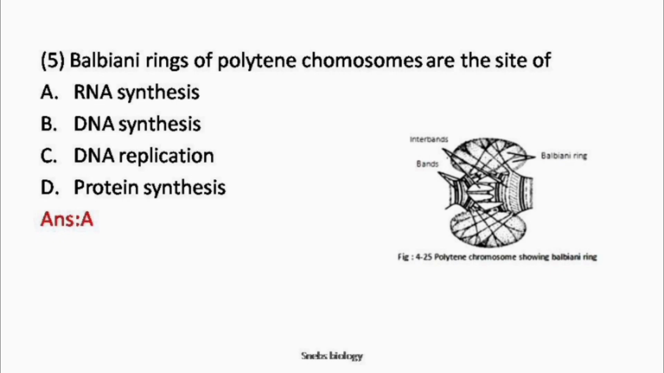Next, question number 5. Balbiani rings of polytene chromosomes are the site of option A RNA synthesis, option B DNA synthesis, option C DNA replication, option D protein synthesis. So Balbiani rings are considered as active genes and represent the site of RNA synthesis. So the correct option is option A.